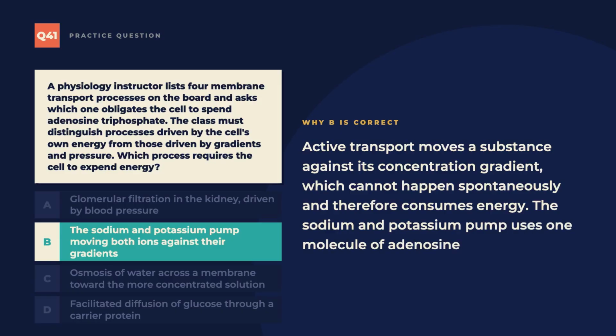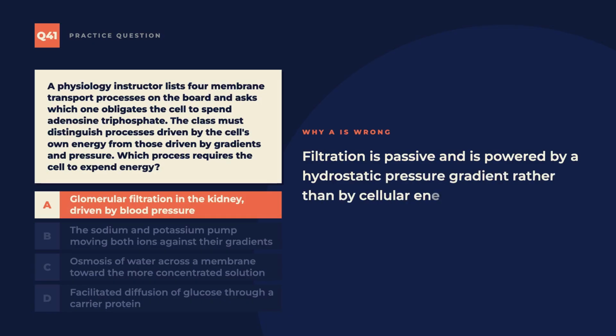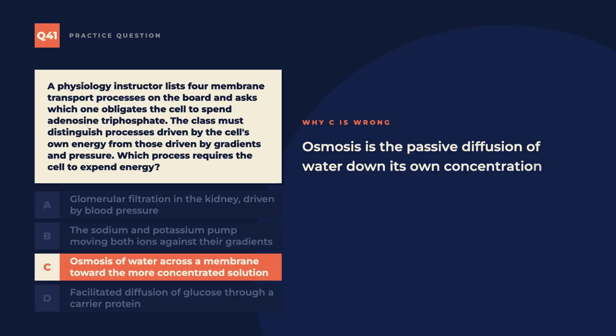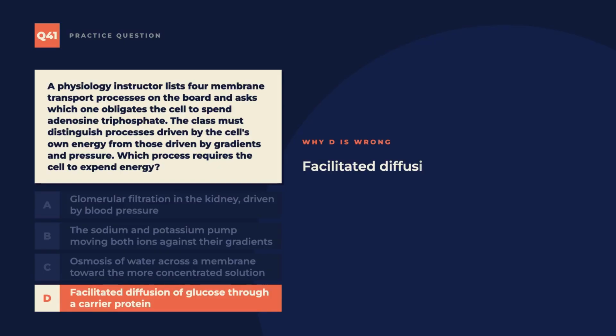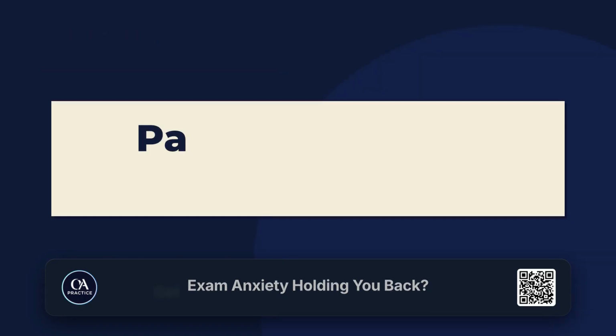potassium ions in. A is wrong because filtration is passive and is powered by a hydrostatic pressure gradient rather than by cellular energy. Blood pressure supplies the push in the kidney, not the tubule cells. C is wrong because osmosis is the passive diffusion of water down its own concentration gradient, using nothing but the kinetic energy of the water molecules. Aquaporins speed it up without spending energy. D is wrong because facilitated diffusion uses a transport protein but still moves the substance down its gradient. The protein provides a passage, not a power source.